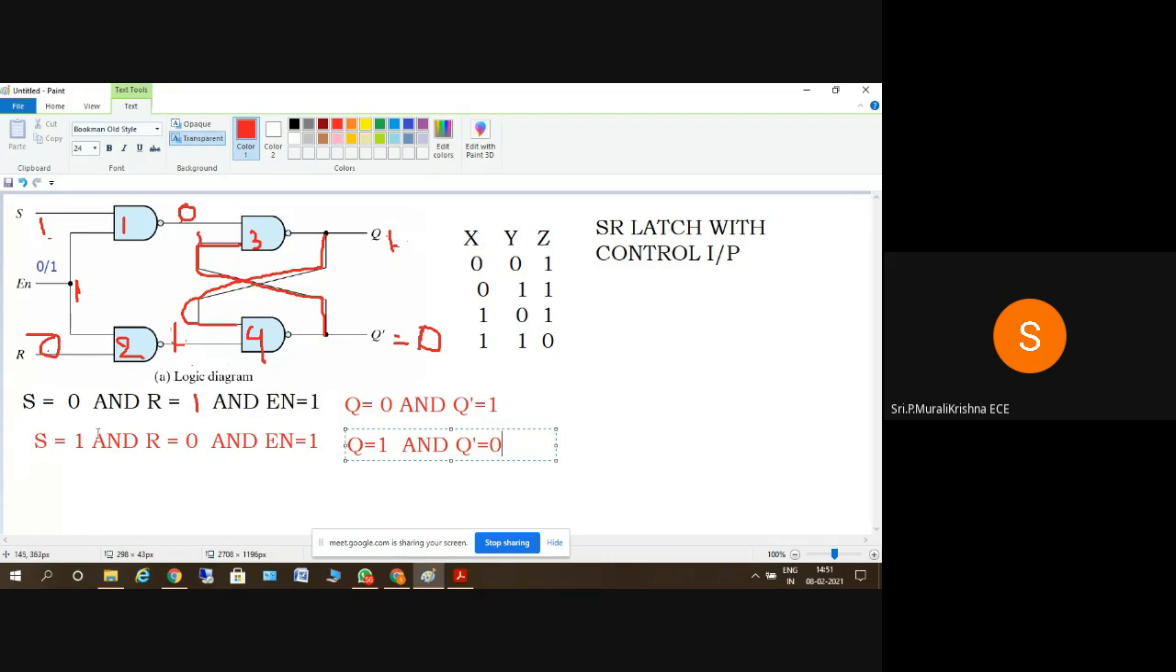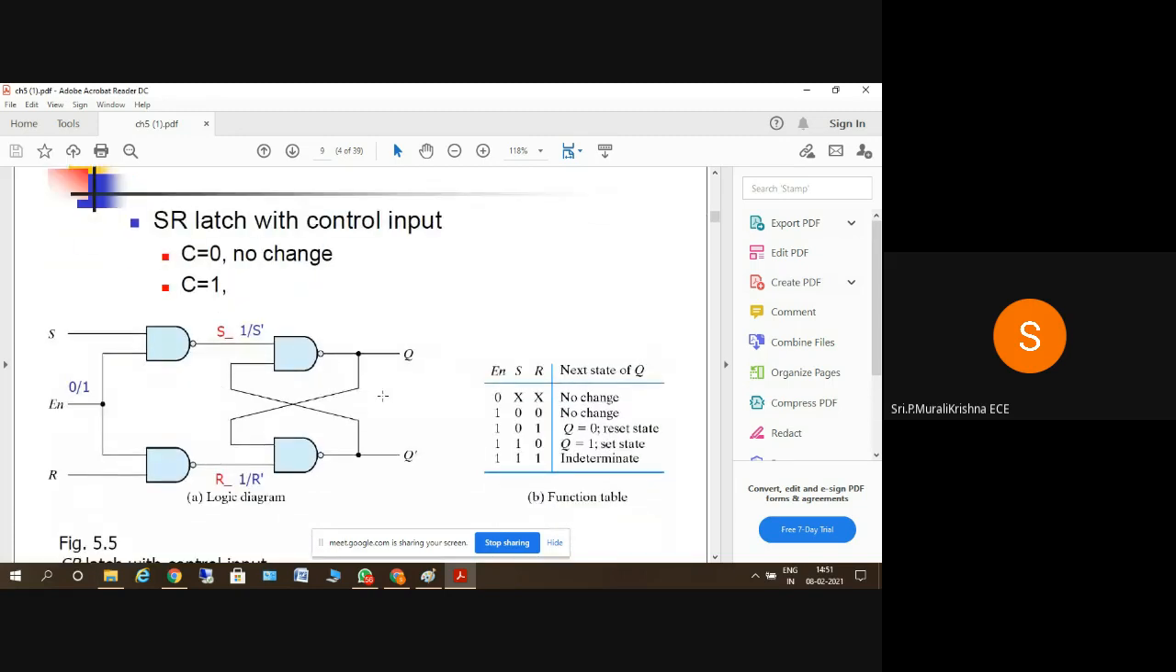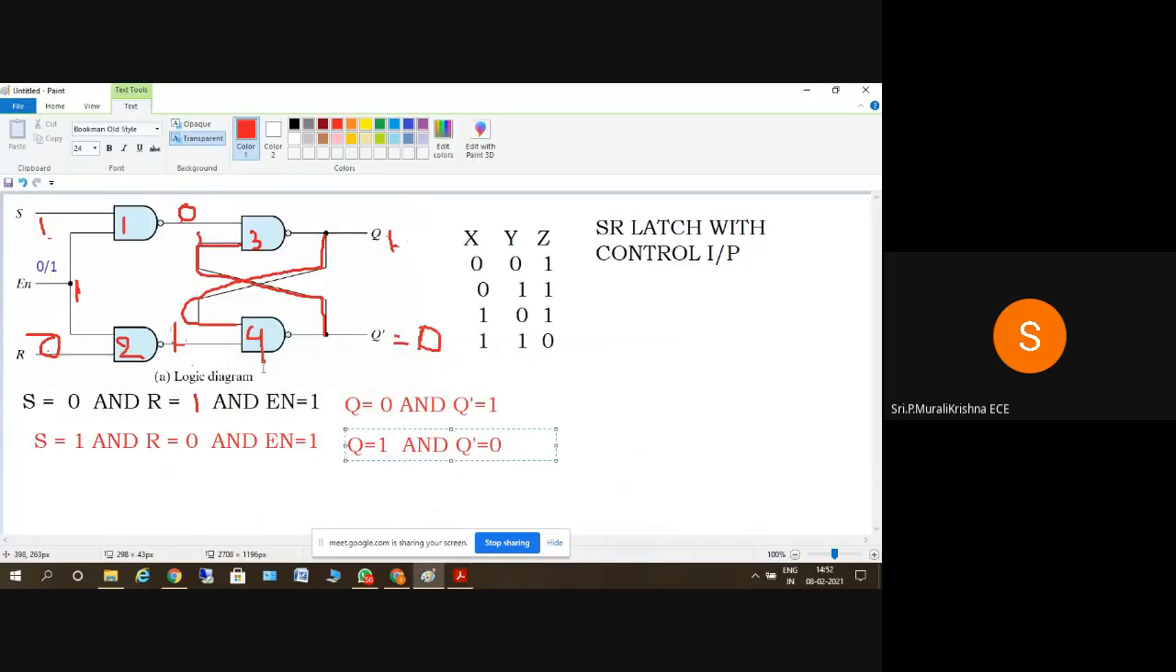Here we got, you can check here. When used with two NAND gates, when S is equal to 0, R is equal to 1, Q is 1 here and Q bar is equal to 0. When S is equal to 1 and R is equal to 0, we got Q is equal to 0 and Q bar is equal to 1. But the scene has been reversed here. So here when S is equal to 0 and R is equal to 1, we got Q is equal to 0. And when S is equal to 1 and R is equal to 0, we got Q is equal to 1. So actually this is the case by addition of two NAND gates here.